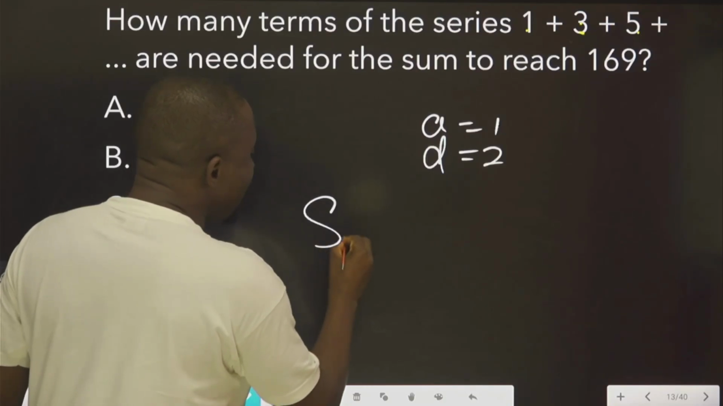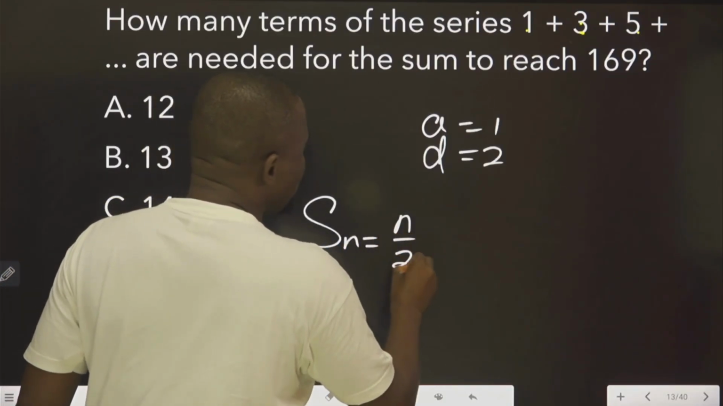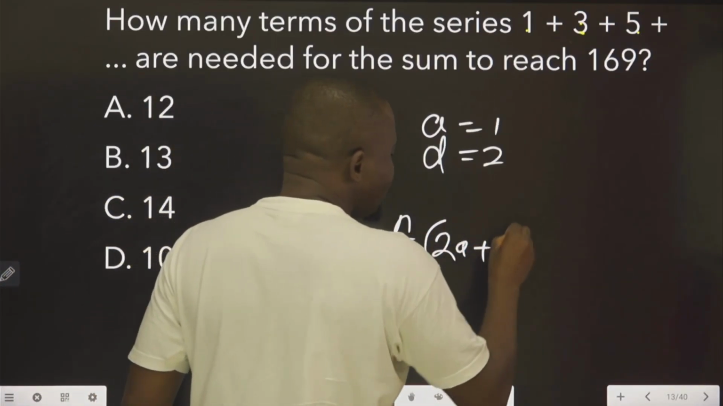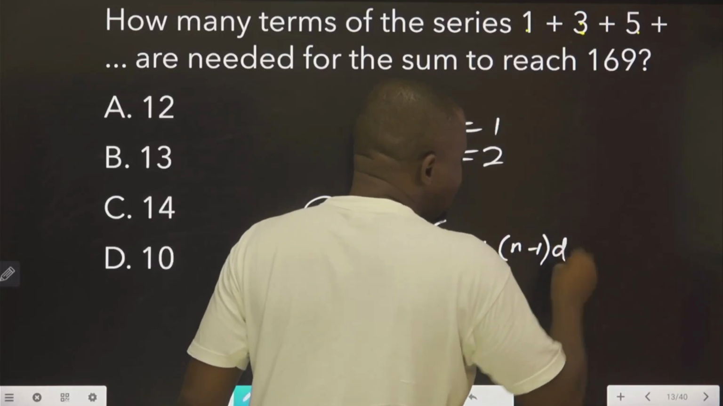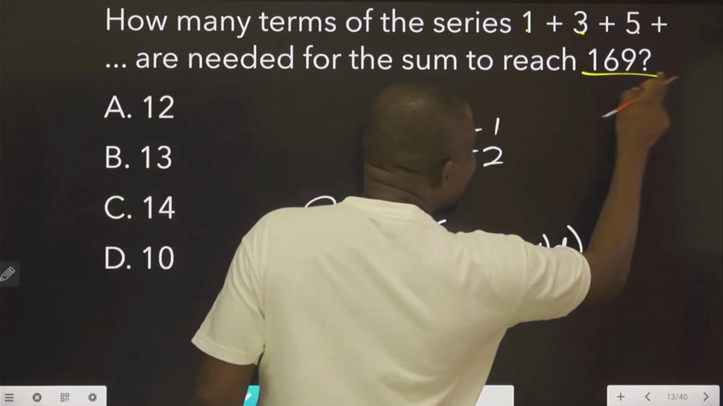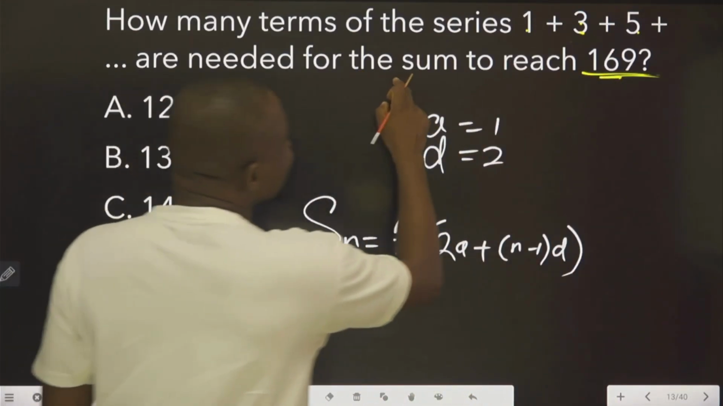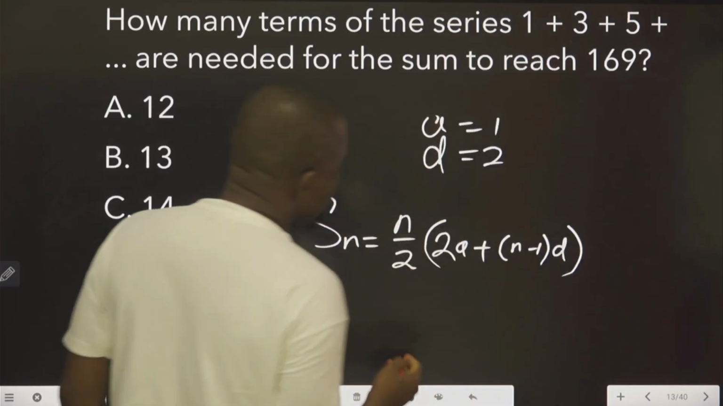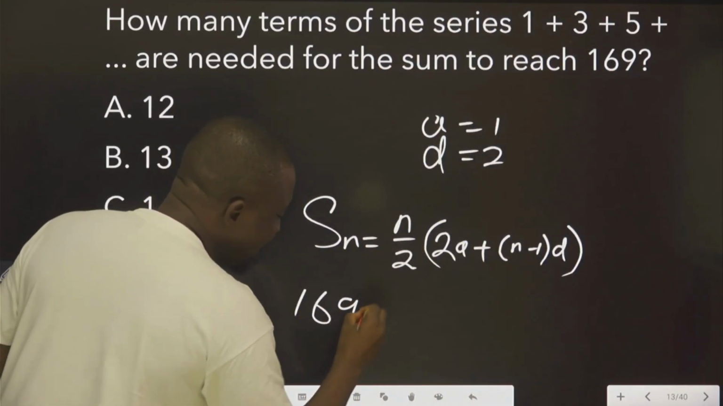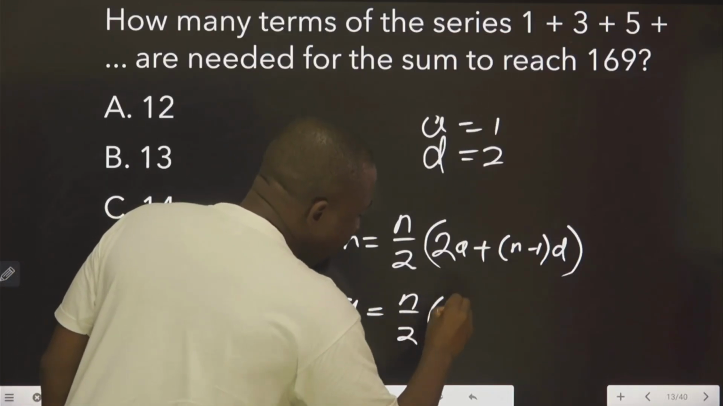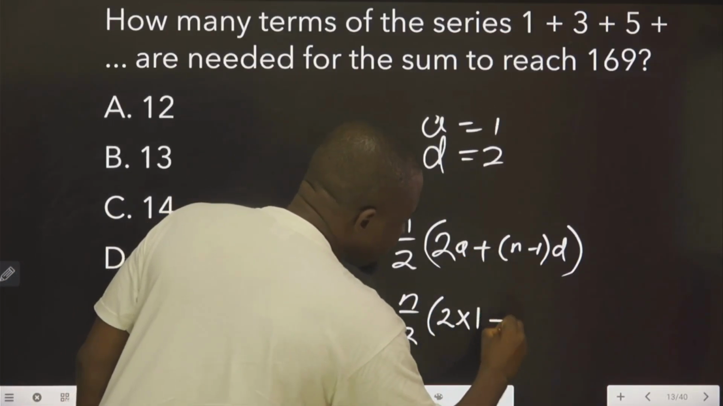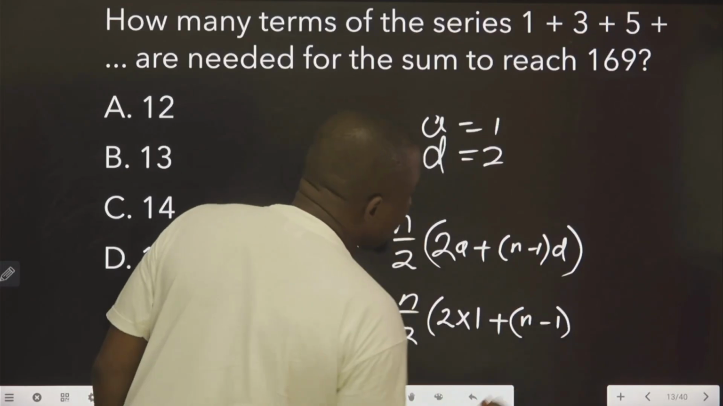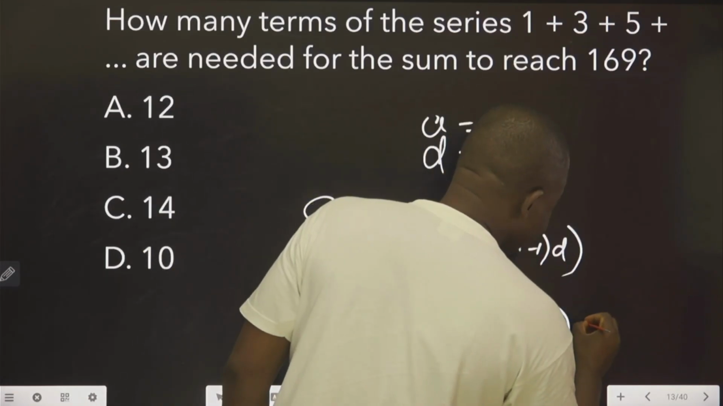the sum of an AP is n over 2, 2a plus n minus 1 d. We are told that after summing, whatever you are summing, you have 169. Therefore, we're going to put 169 here. We don't know n, but we know the first term to be 1. We know the common difference to be 2.